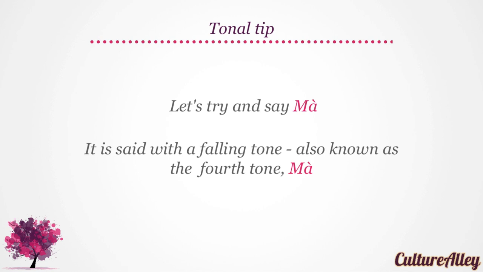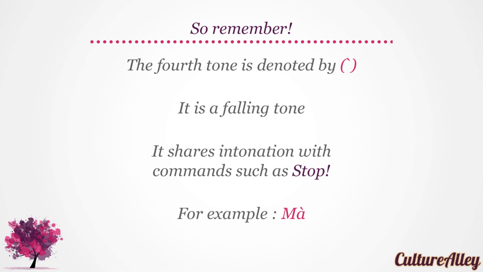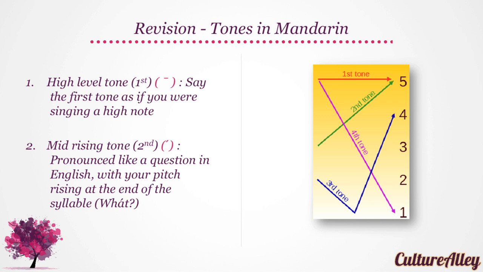It is said with a falling tone, like ma. Great! So remember, the fourth tone, also called the falling tone, is denoted by a downward slant from left to right over the vowel. It shares intonation with commands such as stop. And a good example of this tone is ma. Good job! We've covered all the tones.